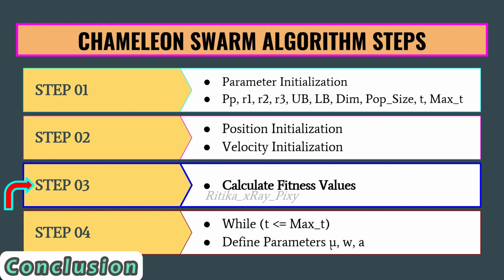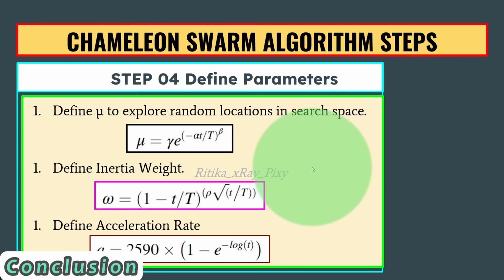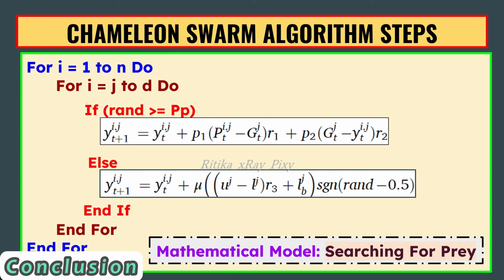First, we'll define all the parameters that are used in the algorithm and also in the mathematical model. Then initialize the position and the velocity for each individual. Then calculate the fitness using the objective function. Define the parameters like mu to explore the random location in the search space, the inertia weight, acceleration rate. Then perform the search for the prey using this mathematical model.